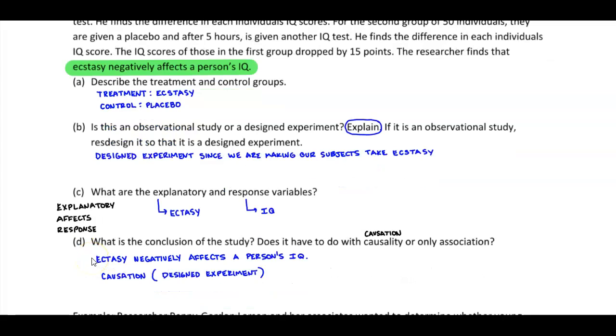In part D, what is the conclusion of the study? Does it have to do with causality or only association? Well, ecstasy negatively affects a person's IQ, therefore it's causation because it's a designed experiment.